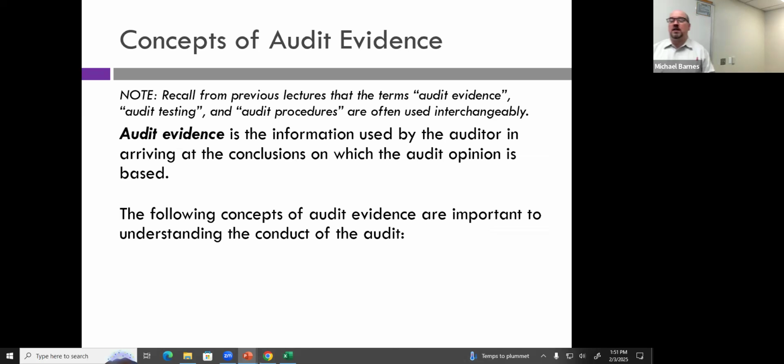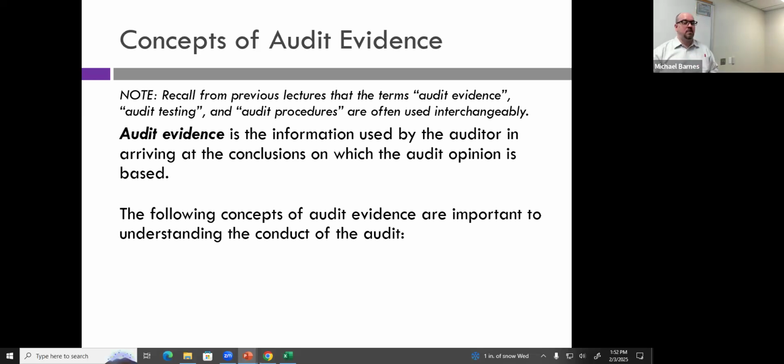Now, I do need to note here, this has happened multiple times in the course, that we have talked about synonymous terms. For audit evidence, you're going to hear me say audit evidence, audit testing, audit procedures. All of these terms can be used interchangeably. They mean exactly the same thing. So keep that in mind. If you hear me say audit procedures and think, I don't remember him talking about audit procedures, run back to this and say, oh yeah, this is evidence. That's what he's talking about. Or this is audit testing. They all mean the same thing.